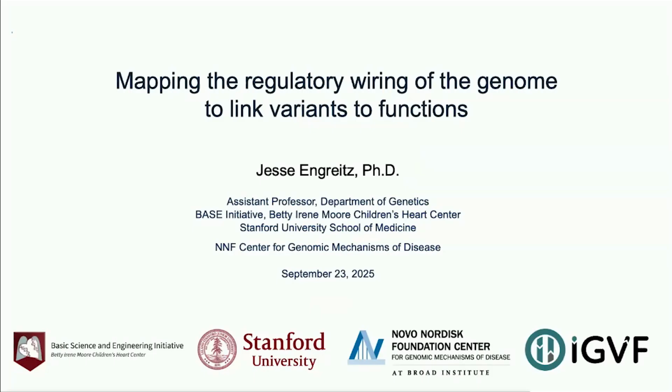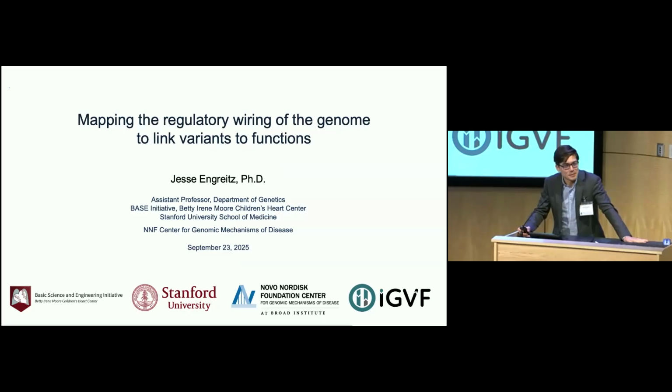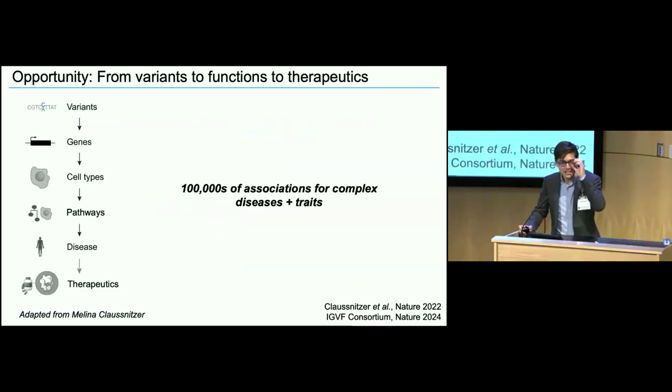Jesse: Thanks so much. Really happy to be back here at the Broad and see so many friends and familiar faces. I'd like to share today two recent stories trying to map the regulatory wiring of the genome to link variants to functions. Building on this beautiful framework that Melina laid out 10 years ago, we know that each of these variants that we've discovered regulates some gene in some cell type to affect some pathway to affect disease. And if we could map that variant to function connection, we might discover clues that help us develop new drugs.